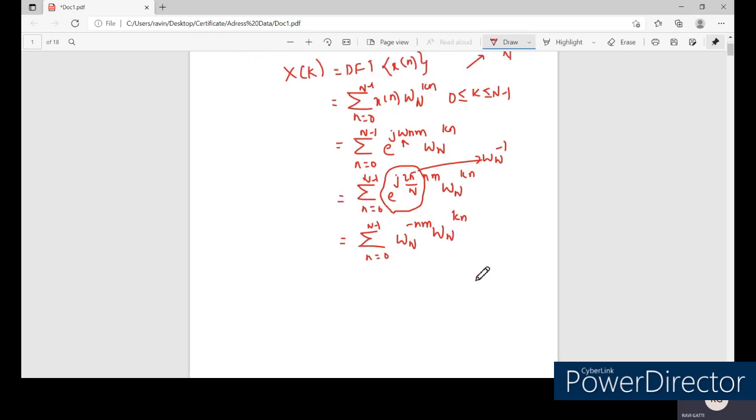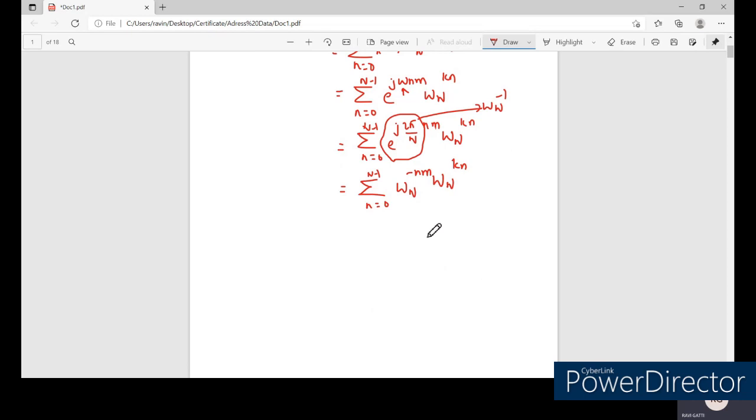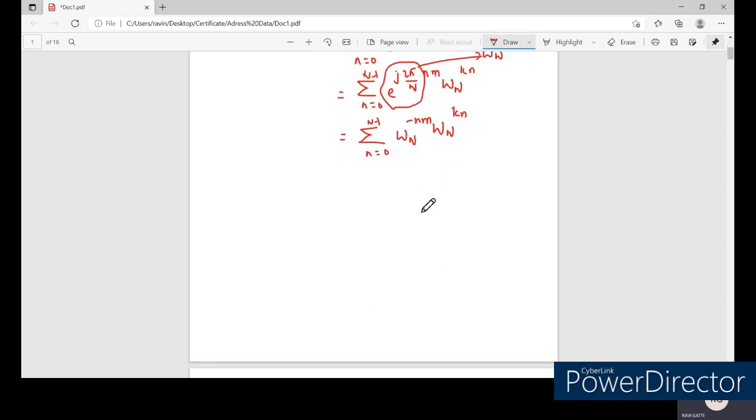So now in the right hand side of the expression, you have W_N as a common term. Let us take this common term. If you take it, what you'll be getting is summation n is equal to 0 to N minus 1 W_N to the power of, if you take n as common, (k minus m) into n.